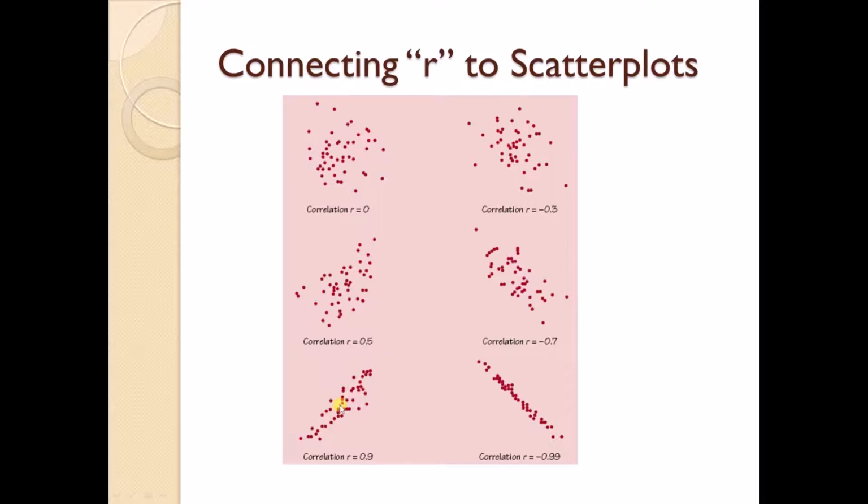You might think that it should line up better than this, but it's a pretty good linear model, though it's not like riding along a single line. And here's a correlation of negative 0.99. Again, there's still a little bit of scatter, but it's lining up pretty well. So let's get a little bit of a grip on this.